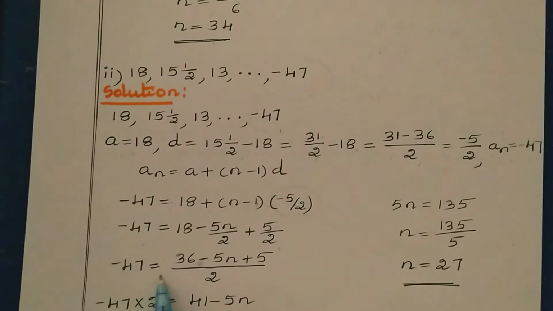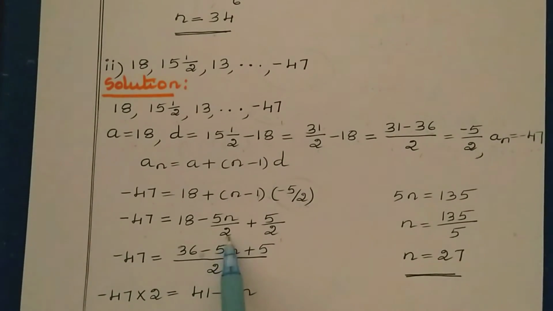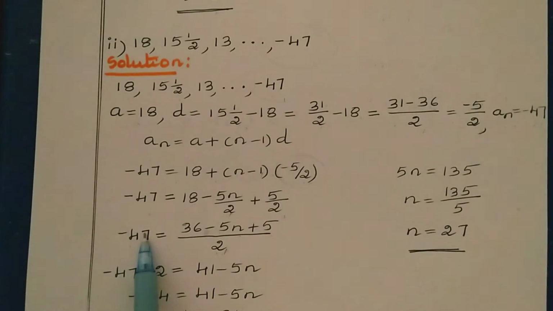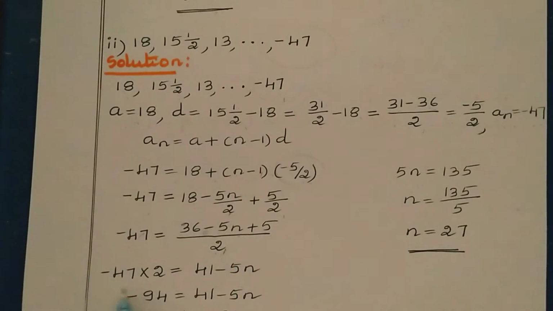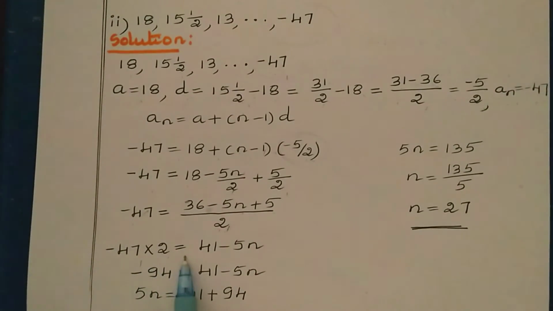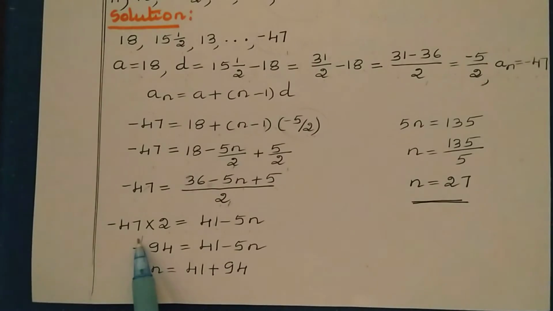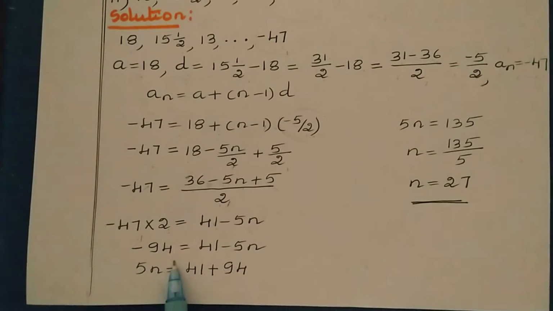Then minus 47 is equal to, take the LCM as 2. So 2 into 18 is 36 minus 5n plus 5 divided by 2. Next take this 2 to left hand side. So that is multiplied with minus 47. So we have here minus 47 into 2 is equal to 36 plus 5 is 41. So 41 minus 5n. Then minus 47 into 2 is minus 94. Minus 94 is equal to 41 minus 5n.